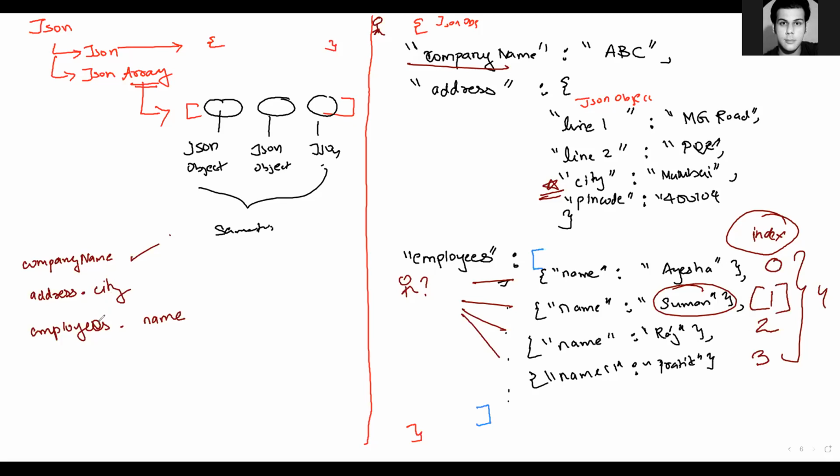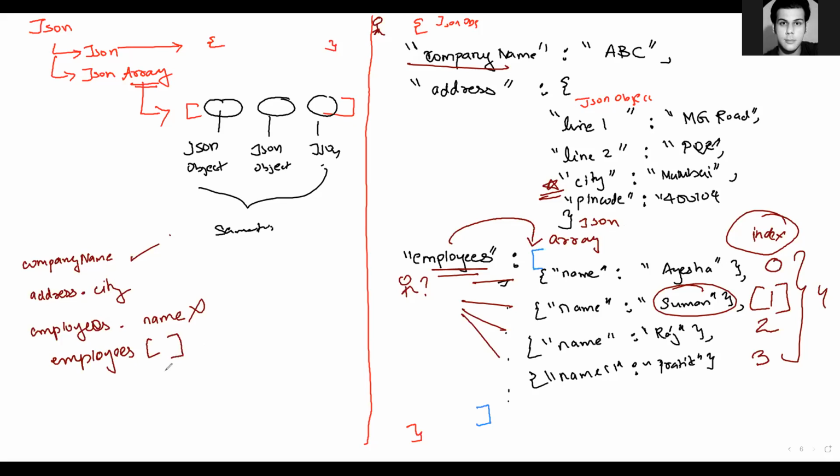Okay, so employees is a key. But what is employees storing inside it? It is storing an array, a JSON array. So observe how my path is going to vary now. I'm going to write employees. This is wrong, how you would have written it. You would write employees, square bracket.